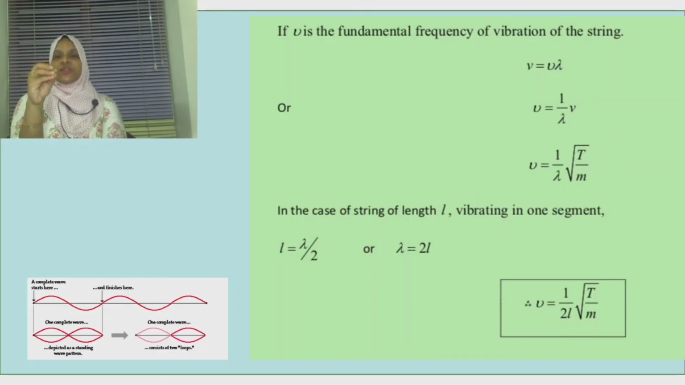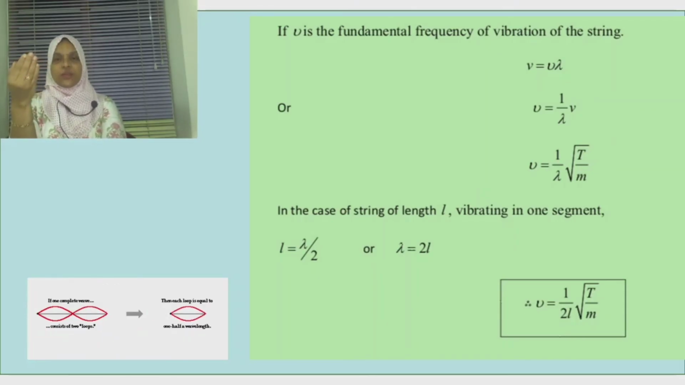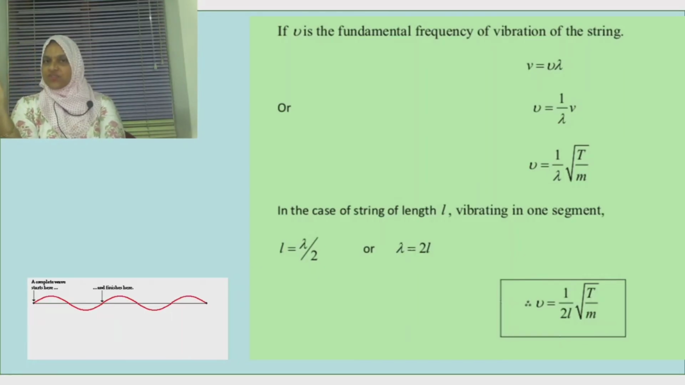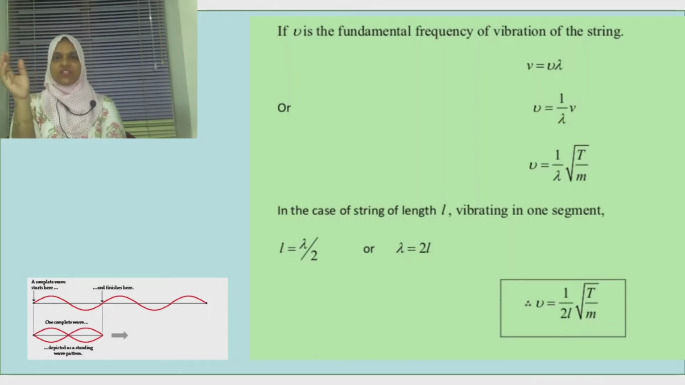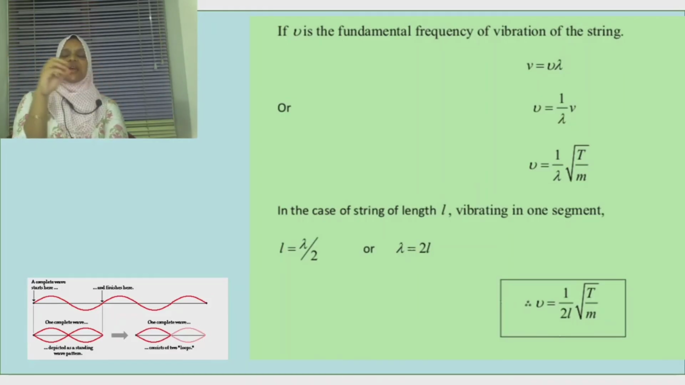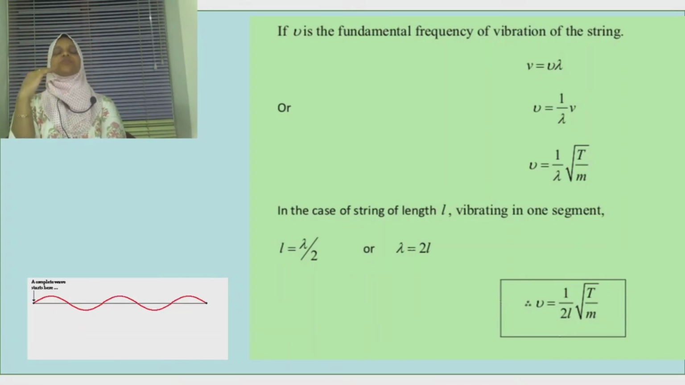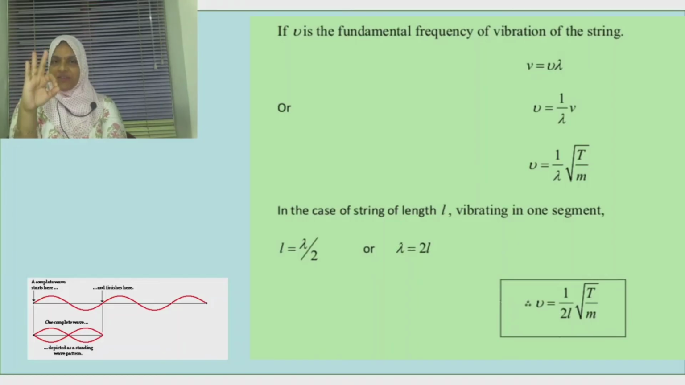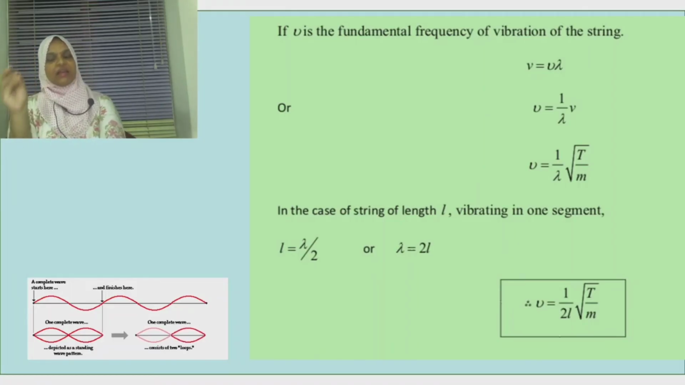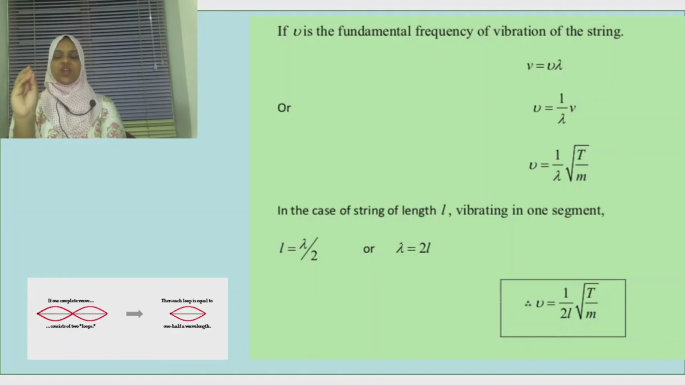So the frequency of the waves, or frequency of vibration, depends on three factors. One is the length of the string which is vibrating, then T, capital T, which is the tension along the string, and small m, which is the mass per unit length. Not the mass, it is the mass per unit length. So the fundamental frequency of vibration depends on three factors: length of the string, tension along the string, and the mass per unit length of the string.